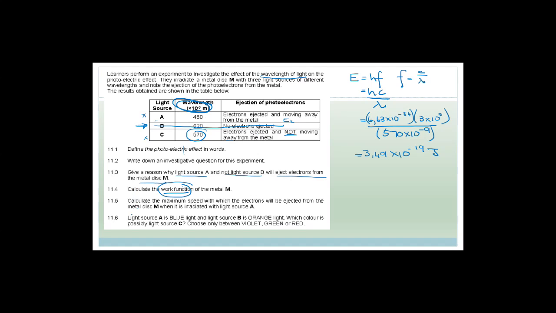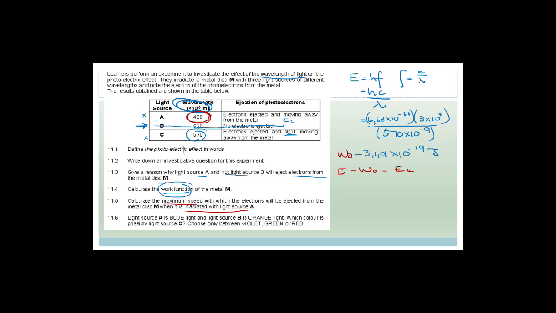Right, then it says calculate the maximum speed with which the electrons will be ejected from the metal disc when it is irradiated with light source A. Okay, so now this here is the work function. This would be the incident light wavelength, so that's going to give us the incident light energy. The difference between the two is going to give us our kinetic energy. Do you agree? We've got the energy minus the work function is going to give me EK.